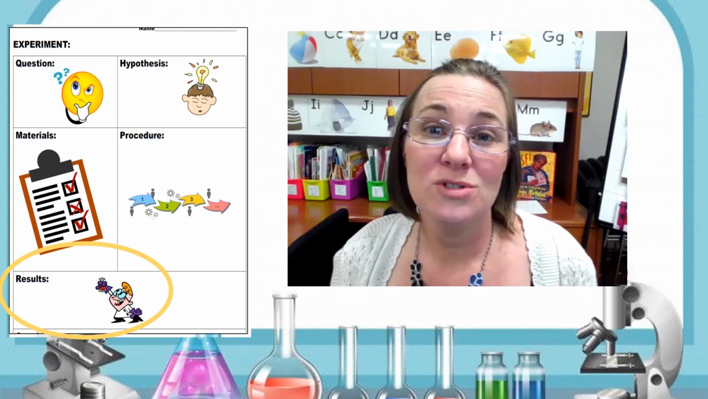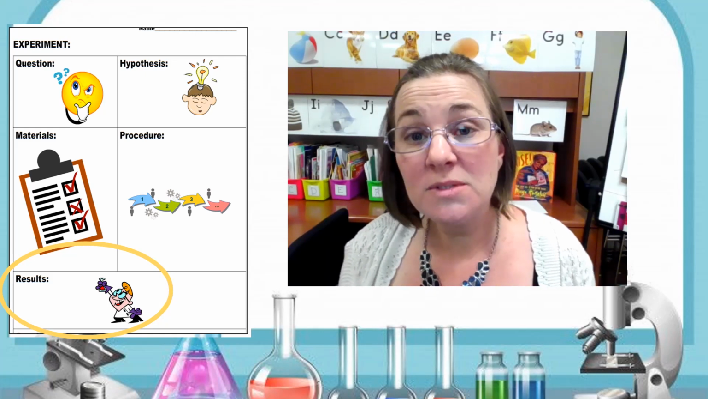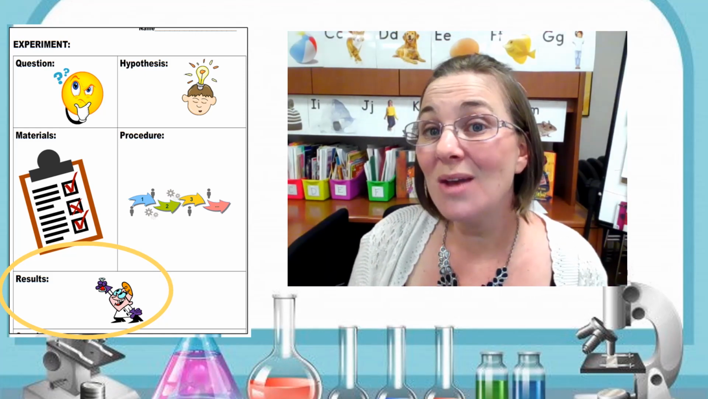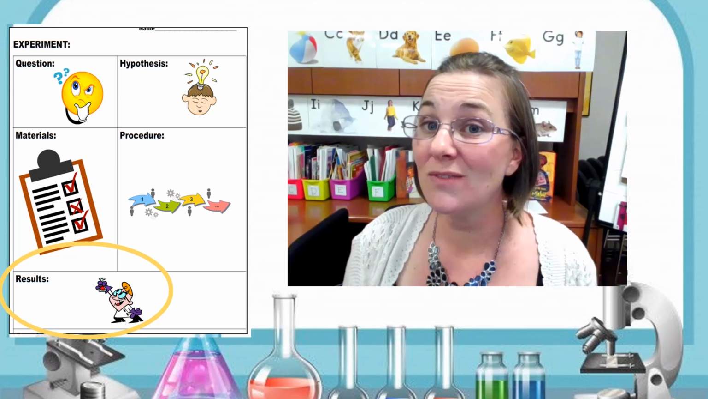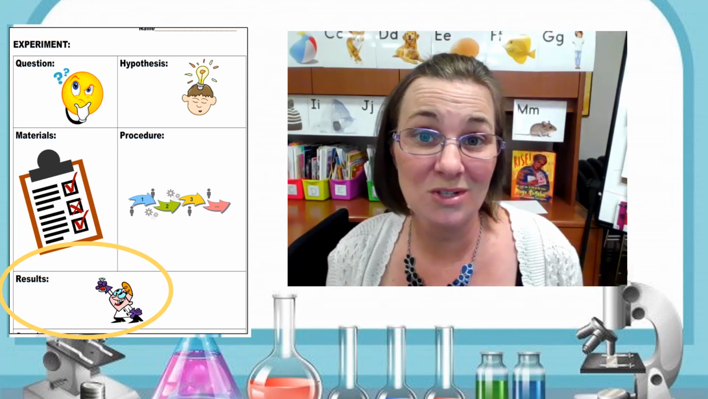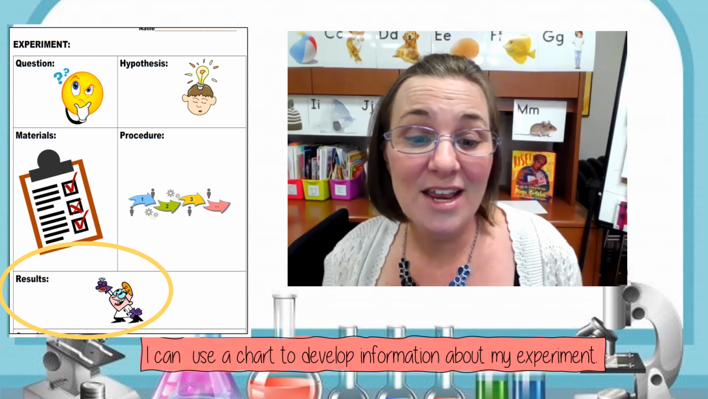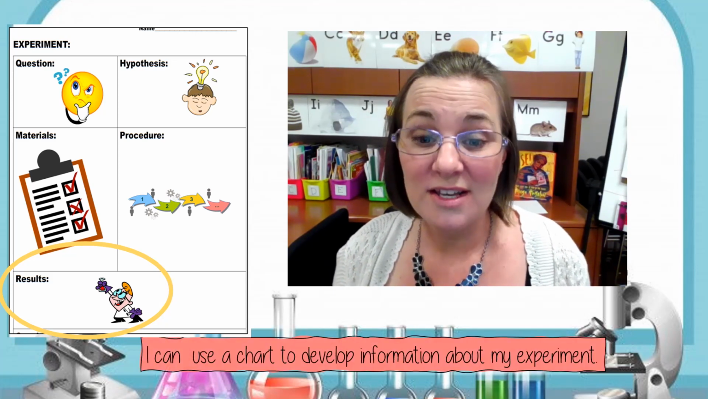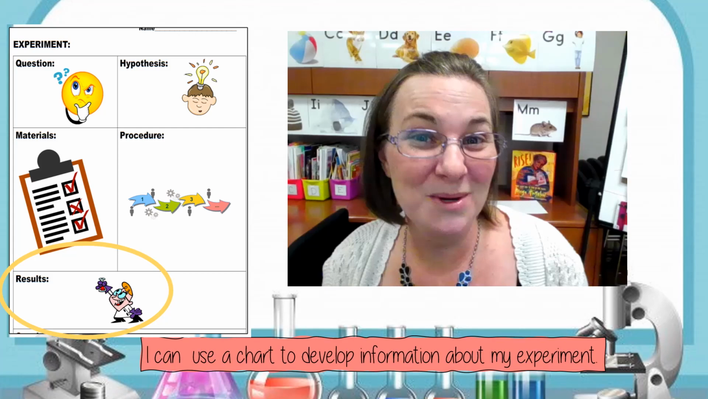When scientific writers share the results of their experiment, sometimes they use text features, and today we're going to talk about how to use a very specific text feature that scientists use a lot, a chart. Today you're going to be able to say, I can use a chart to develop information about my experiment.